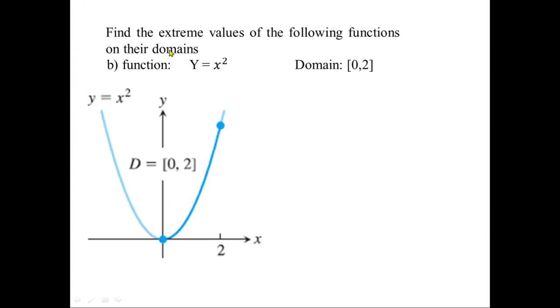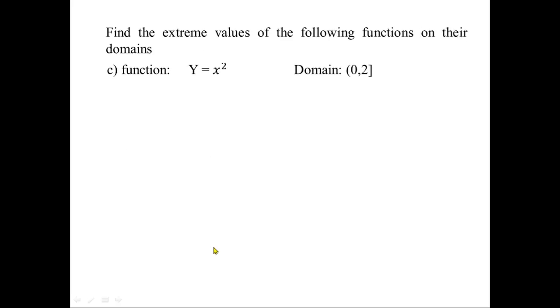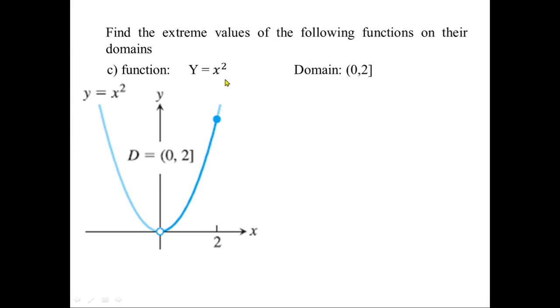In the next case, the function is y equal to x square, the same function, with a different domain. The domain is 0 to 2, including 0 and 2. So there is an absolute maximum at x equal to 2, that is 4, and an absolute minimum at x equal to 0, that is 0. Next, y equal to x square with the domain 0 to 2, excluding 0.